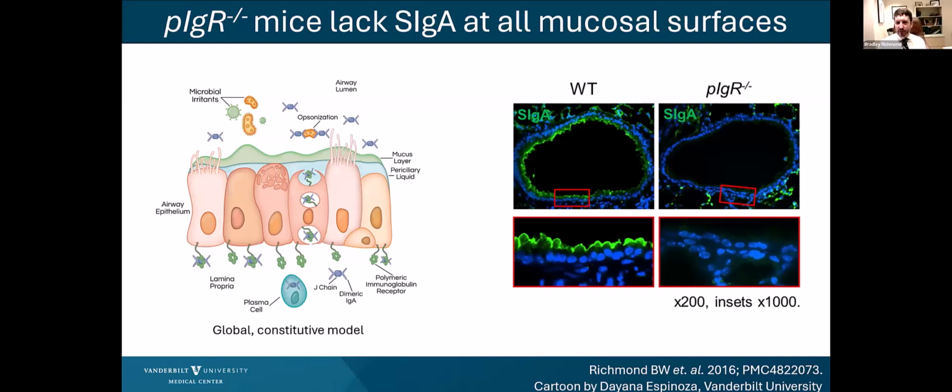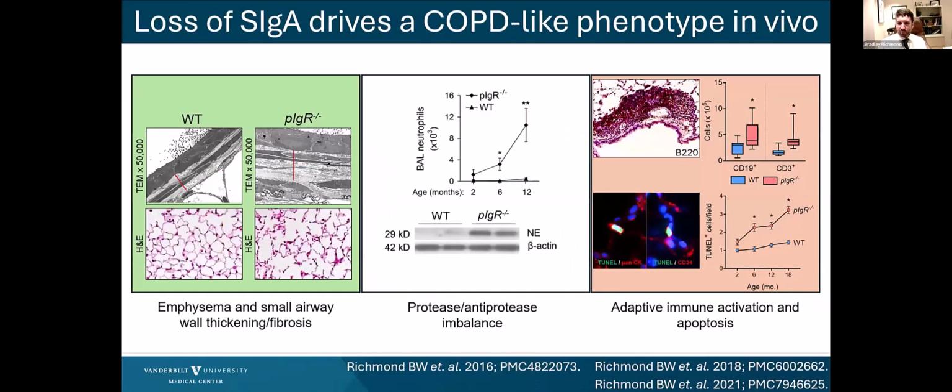To understand whether this actually had any mechanistic implications in COPD, we knocked out the polymeric immunoglobulin receptor. This was a global knockout, so there was a loss of IgA at all mucosal surfaces, which is an important caveat for this work. But you can see in that figure to the right, that there's a complete absence of IgA in these mice.